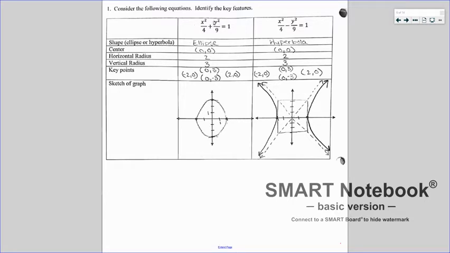So starting off with this one, a little bit easier, maybe even, we have a center of 0, 0, horizontal radius of 2, vertical radius of 3. So that's where those numbers are coming from, just looking at the equation. Key points, I'm going to go left and right 2, negative 2, 0, 2, 0, up and down 3, 0, 3, 0, negative 3, and then draw the oval shape. Hyperbola, the only difference is now instead of drawing the oval, I'm going to draw the rectangle. I shouldn't say only difference, the main difference.